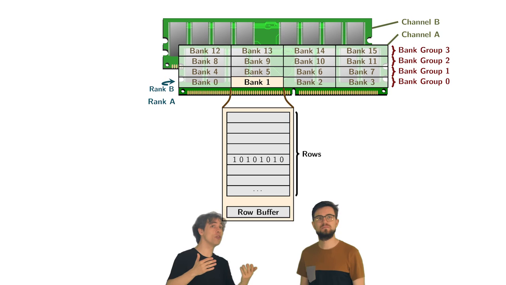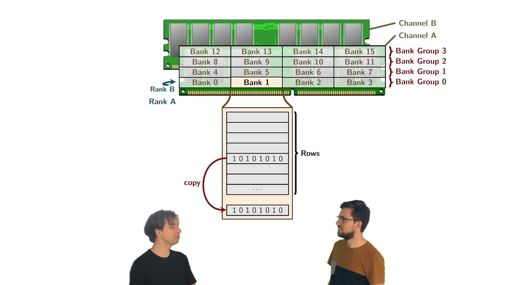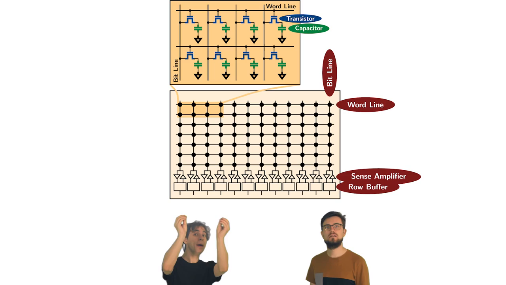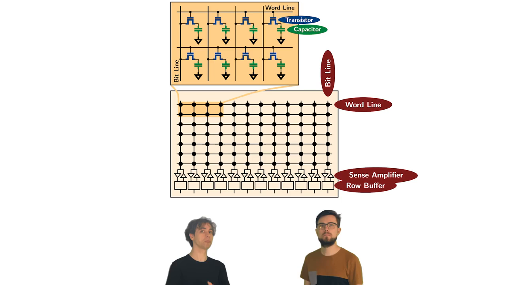I remember that. So now the rows themselves, they consist of cells. And each cell consists of a transistor and a capacitor. The capacitor stores a tiny amount of charge to store a value in a cell. Or it doesn't store charge for the opposite value.